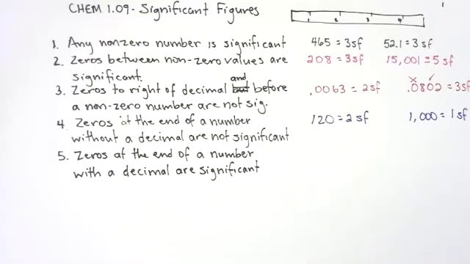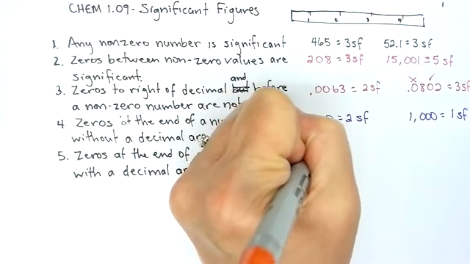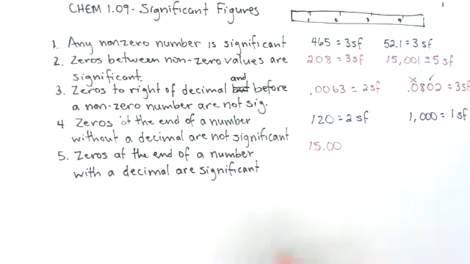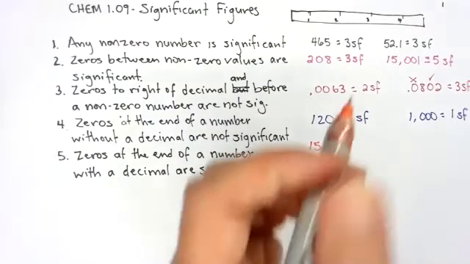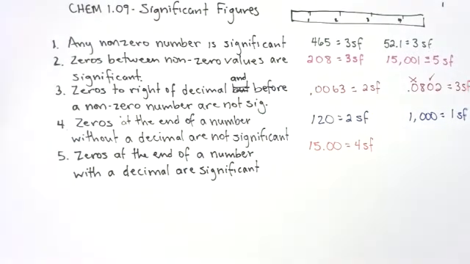So if I have the number 15.00, that tells me that my device could measure, this could have been 15.22, it could have been 15.05, but it just happened to measure 15.00. My instrument is capable of measuring this. So because of that, that's going to have 4 sig figs.